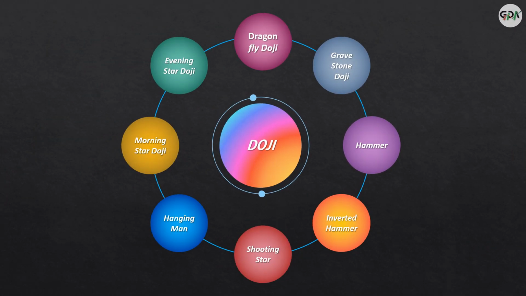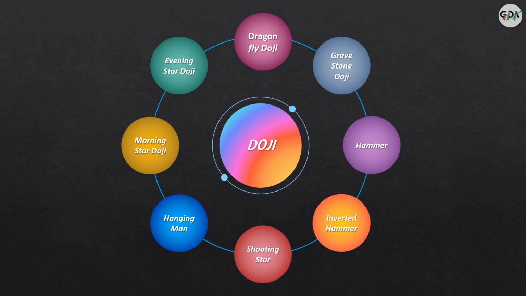In this chapter, let us narrate different types of dojis. Some dojis represent bullish reversal and some others represent bearish reversal, depending on their position in the chart. There are different types of dojis, which are dragonfly doji, gravestone doji, hammer, inverted hammer, shooting star, hanging man, morning star doji, and evening star doji.